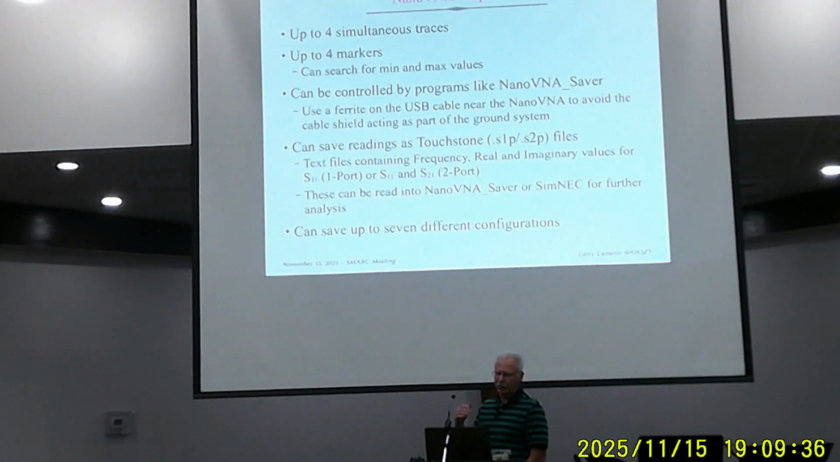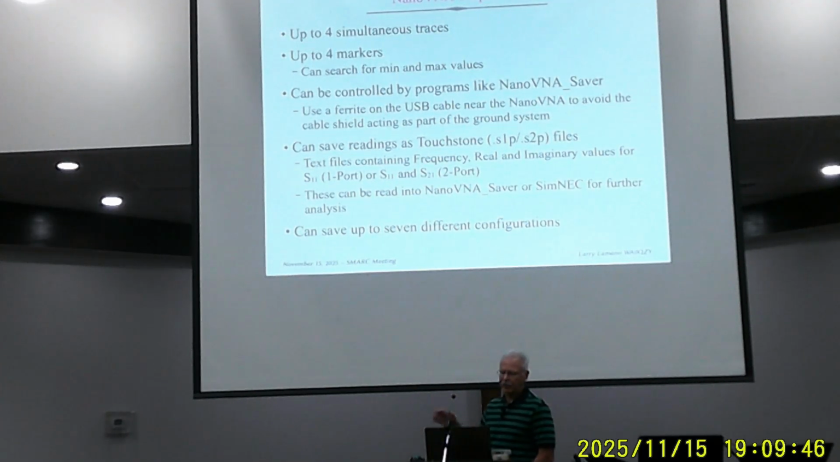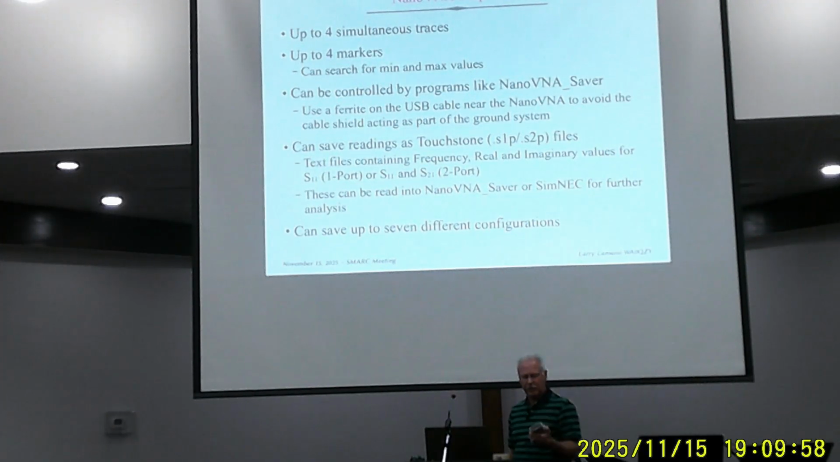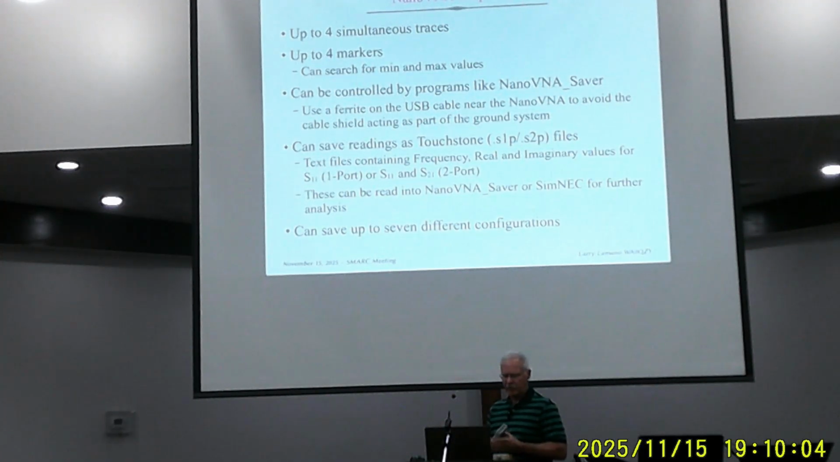And so if you look at one of those files, it has the frequency of the measurement, it has the real part and the imaginary part. Okay, for a 1-port measurement, it just has S11. For a 2-port, it has S11 and S21. Those values can be read into programs like NanoVNA Saver. So besides controlling it from that program, you take this outside, you measure your antenna, and then you'd like to do more work on that, look at it closer, then you can bring this in.